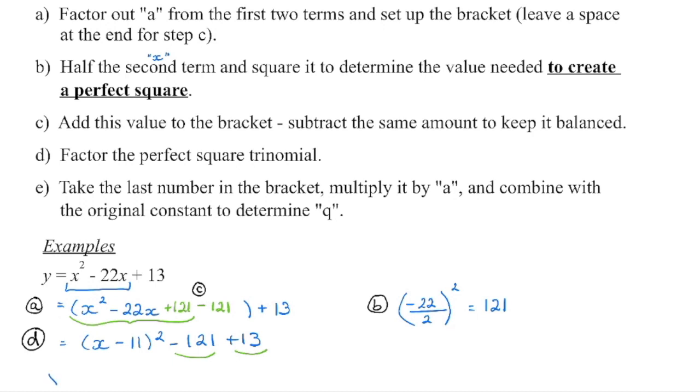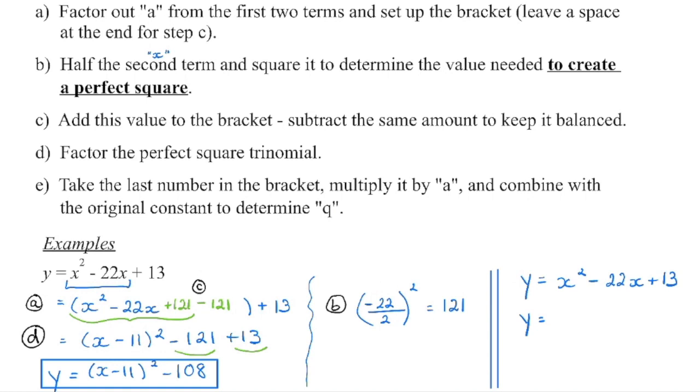So our function in vertex form is going to be y equals x minus 11 squared, minus 108. And then we're going to check this. So square the first term, we get back to x squared. Double the product, negative 11x times 2 is that negative 22x, and then square the last term. Negative 11 squared is positive 121 minus 108. Check to make sure that we do in fact get 13.